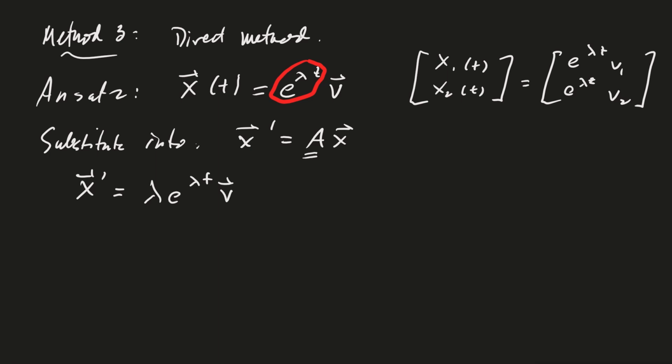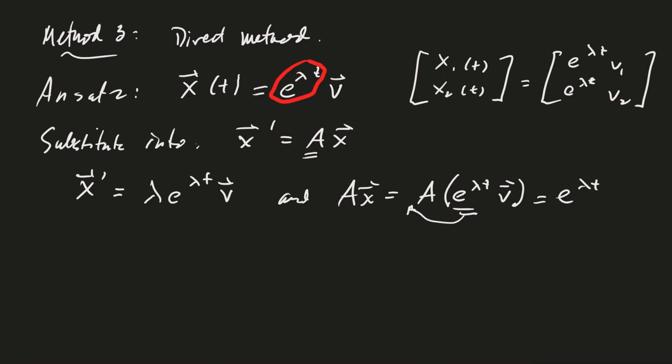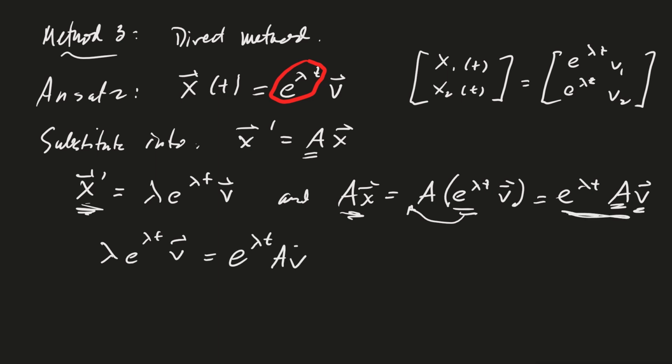Then on the other side, A times x is going to be A times e to the lambda t times v. And this is a scalar, so it can come out. And so we could write that as e to the lambda t times A times v. So this is a matrix times a vector. Now if I put x prime equal to Ax, I get lambda e to the lambda t times v is equal to, there's my other expression, e to the lambda t Av.